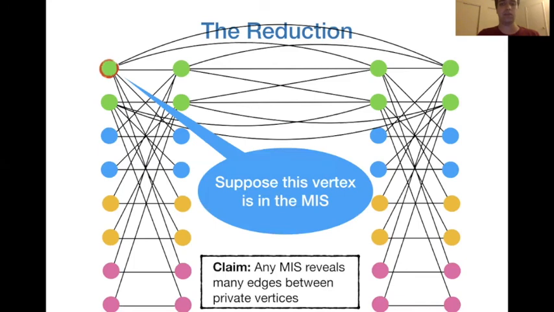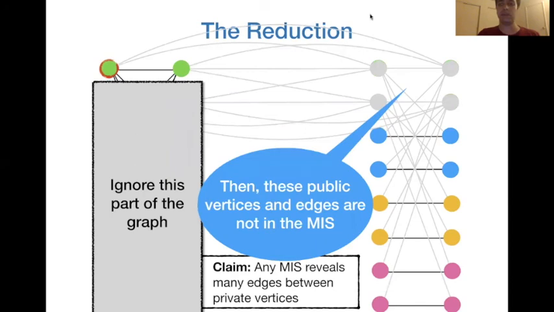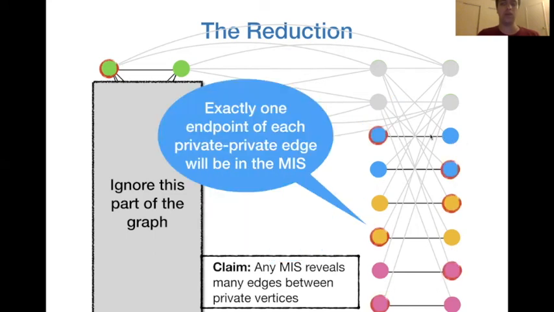The reason is the following. Suppose one public vertex on one side of this graph belongs to the MIS, let's say this vertex. Now we're going to just ignore this part. The interesting thing is that in the other part of the graph, none of the public vertices can be in the MIS. It means that all of their edges are out. And so we are only left with these private edges and the matching between them. And so any MIS has to pick one vertex from the endpoint of each of these edges.